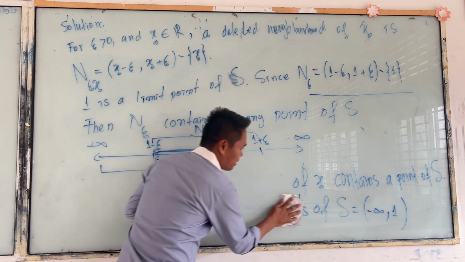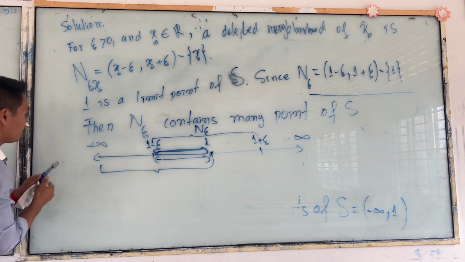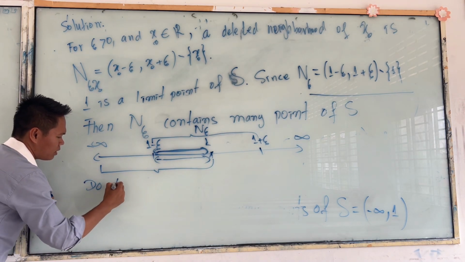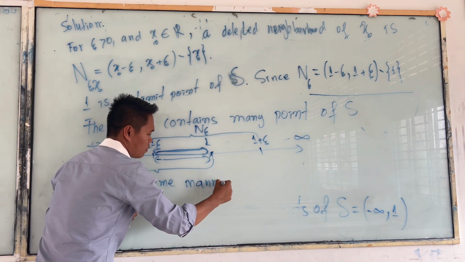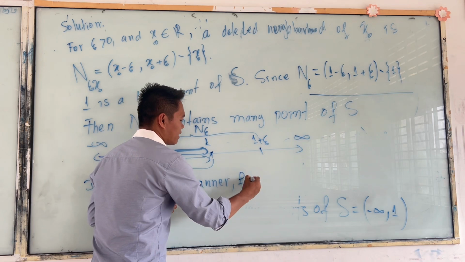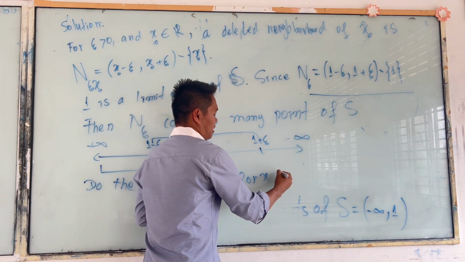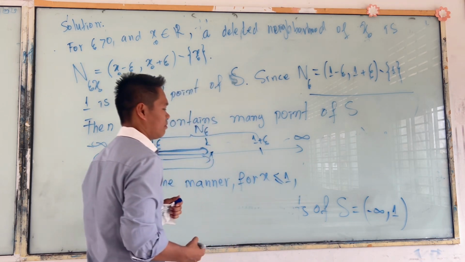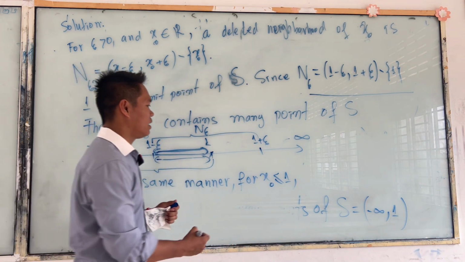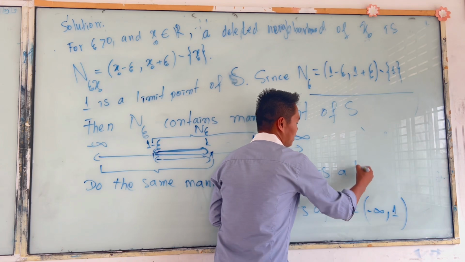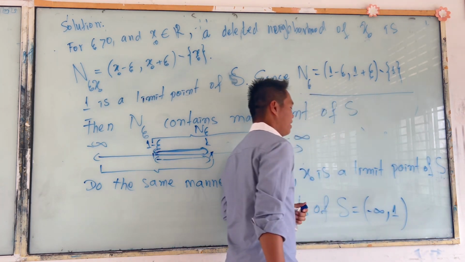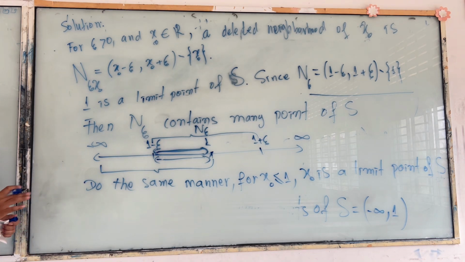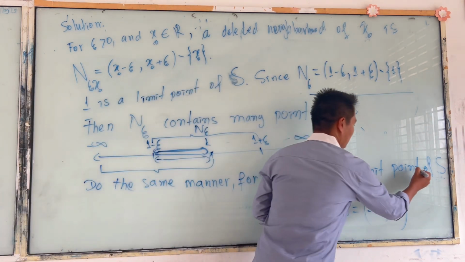You just do the same manner for x0 less than or equal to 1. For x0 less than or equal to 1, x0 is a limit point of S. It means that for all real numbers less than or equal to 1, starting from 1 and decreasing to negative infinity, they are all limit points of S.